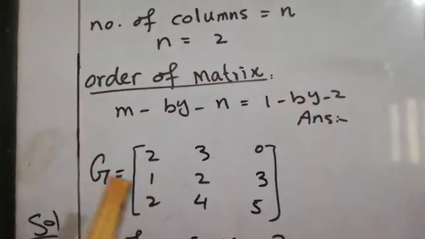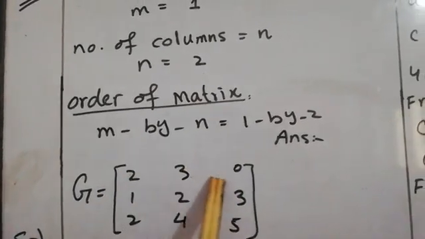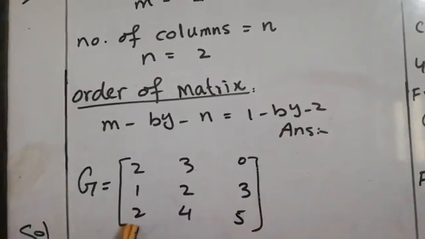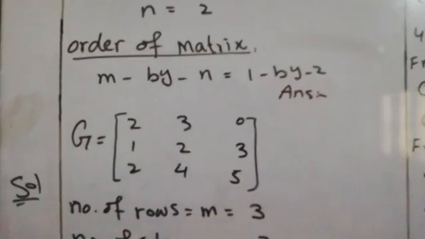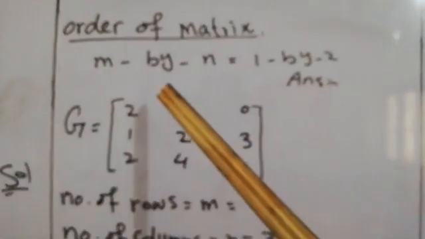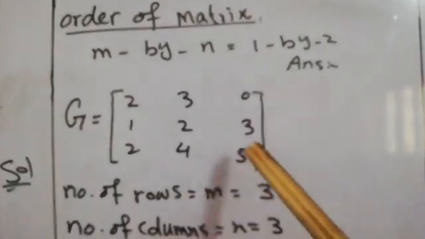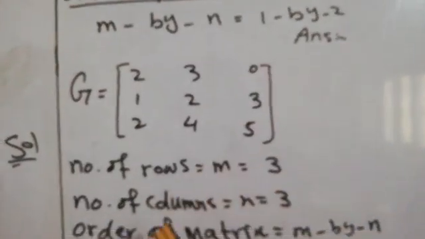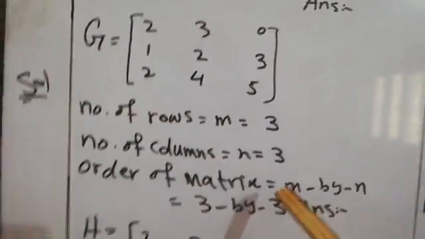Now part G: you can see there are 3 entries. This is the first row, this is the second row, and this is the third row. So the number of rows m equals 3, and the number of columns, 1, 2, and 3, is also 3. So the order of the matrix m by n is 3 by 3.